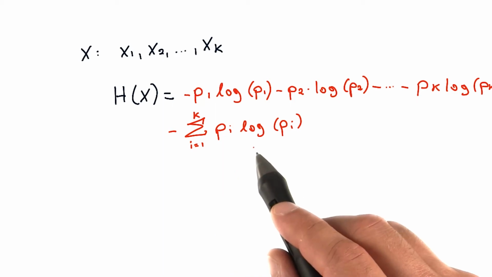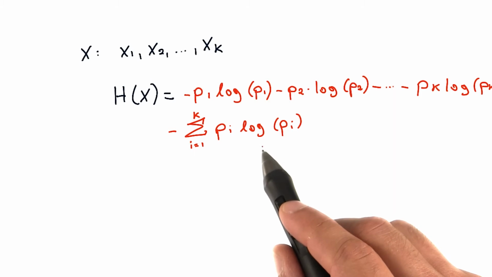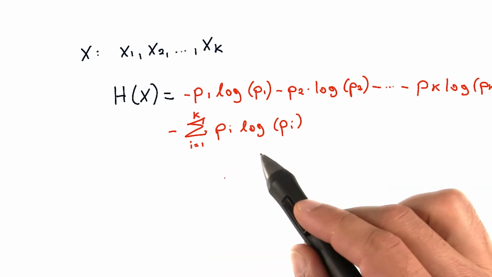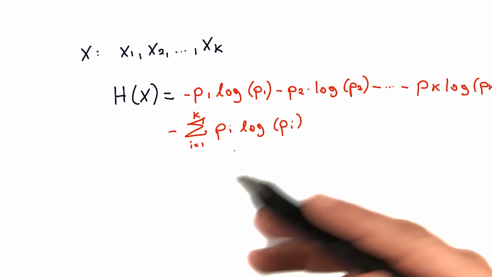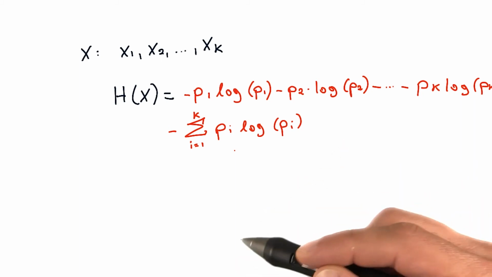Now the base of the logarithm isn't necessarily important. If the base is base 2, then the unit of entropy is called bits. If the base is e, then the units are called nats. Traditionally, in computer science, we use base 2, but it's not really super important.